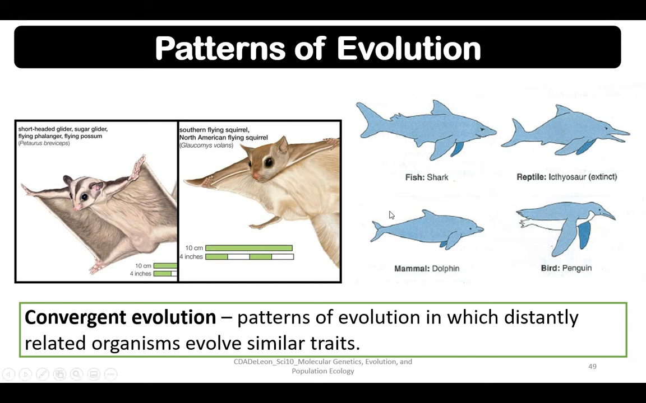And the other one is convergent evolution, a pattern of evolution in which distantly related organisms evolve similar traits. Halimbawa, we have the fish, which is shark, the reptile, ichthyosaur, which is already extinct, the mammal, dolphin, and in terms of bird, penguin. So may pattern sila ng evolution, pero they are distantly related organisms, malayo sa isa't isa. In this illustration naman, we have the short-headed glider, sugar glider, and flying phalanger, flying possum, and the southern flying squirrel or North American flying squirrel. So sila yung magkaiba.